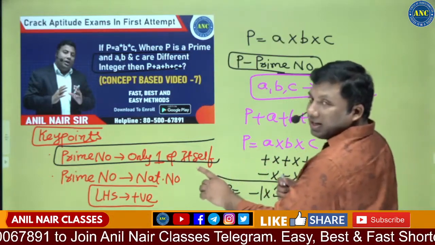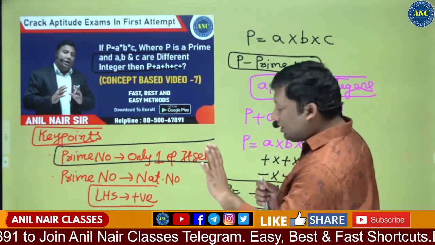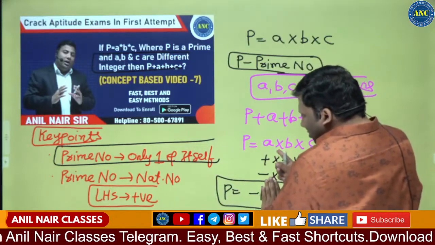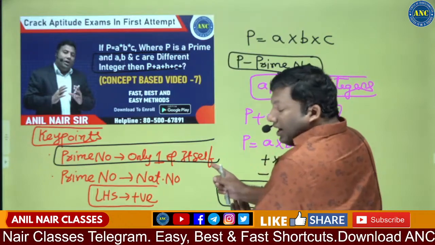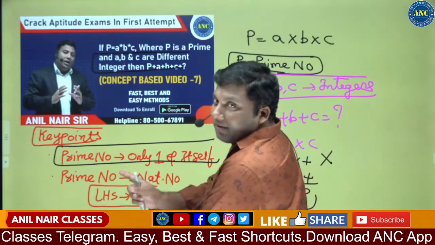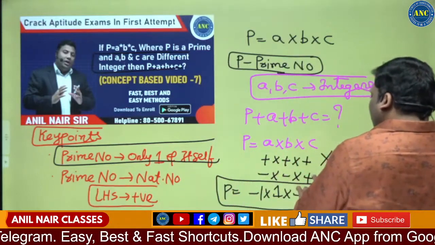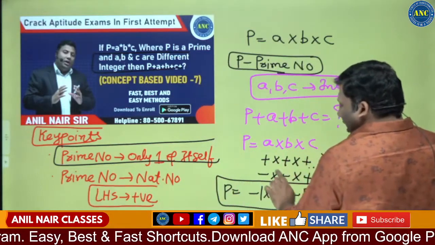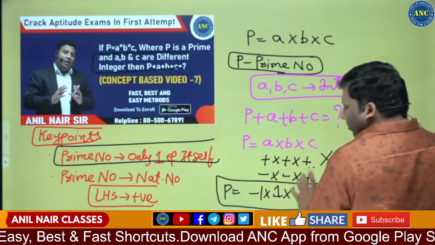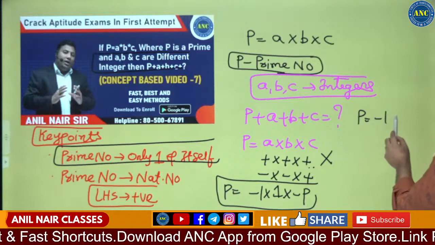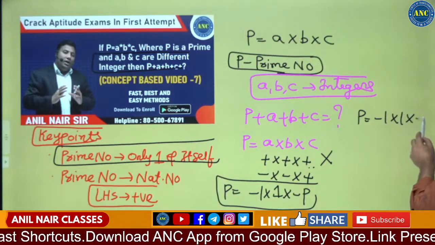A prime number is a number which has got 2 distinct factors, 1 and itself. 1 should be present. The remaining 2 numbers' product is P. P is a prime number, so its factors will be 1 and P. I cannot write 1 and positive. 1 is positive, so the other 2 have to be negative. So minus 1 into minus P. So P can be written as minus 1 into 1 into minus P.